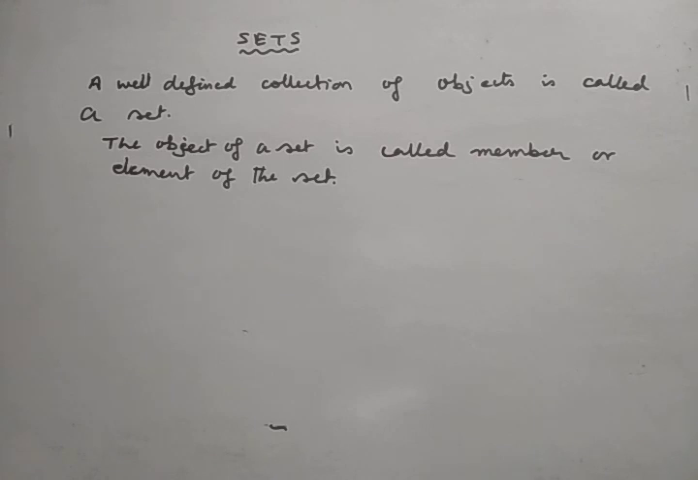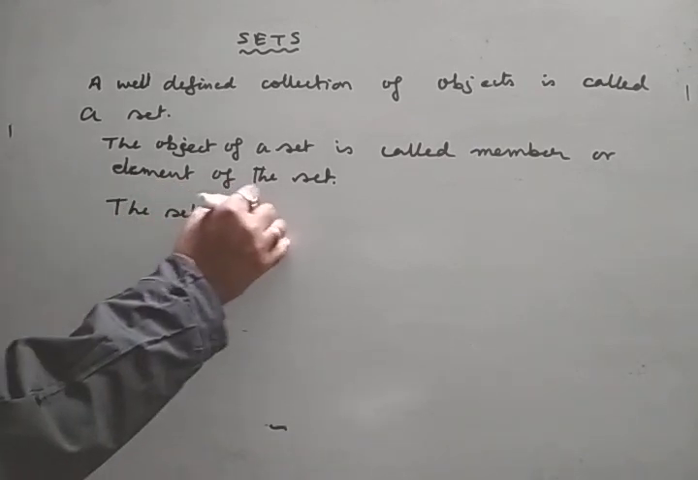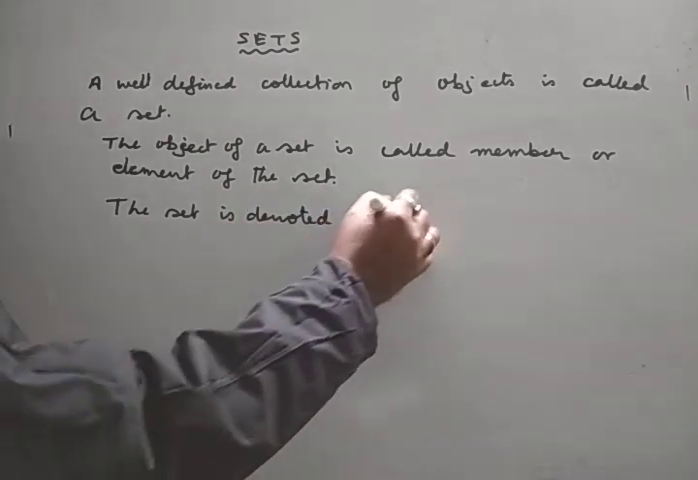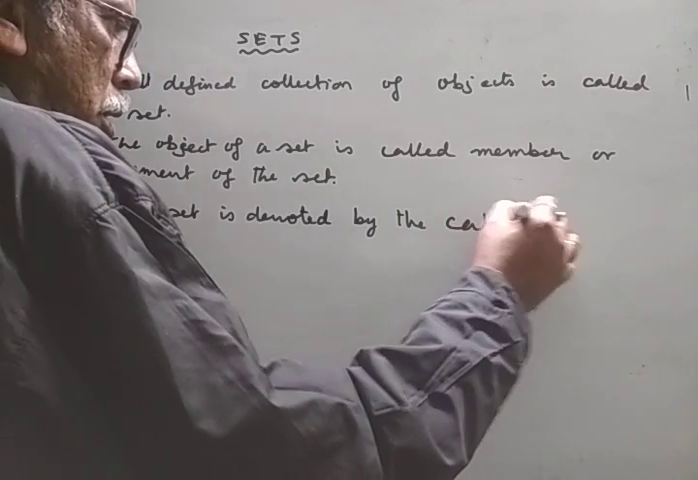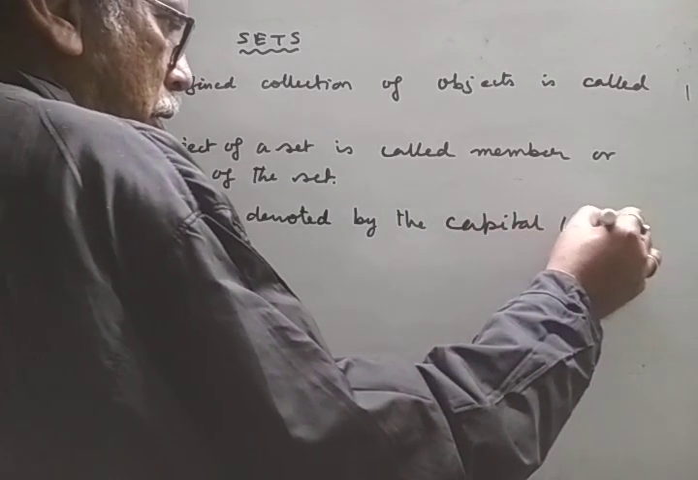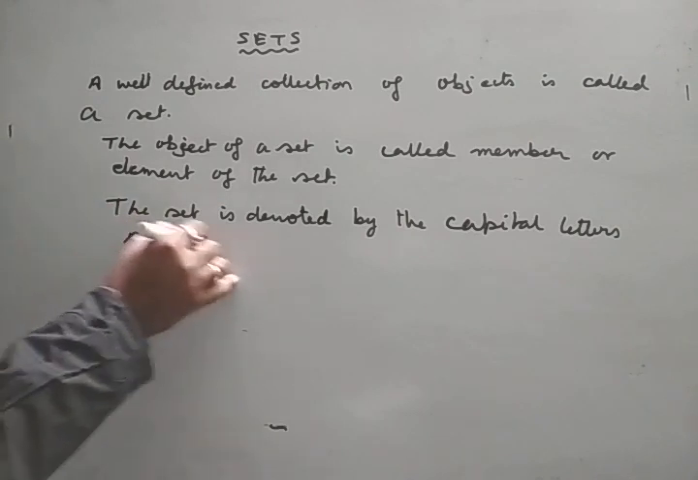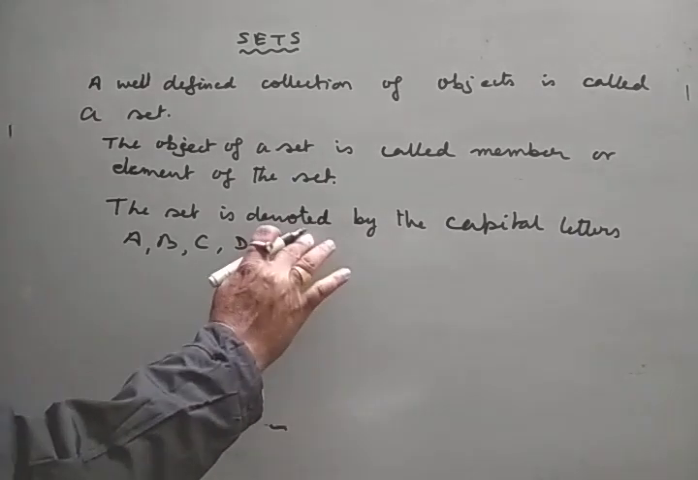The set is denoted by the capital letters A, B, C, D, etc. X, Y, Z can also be used.